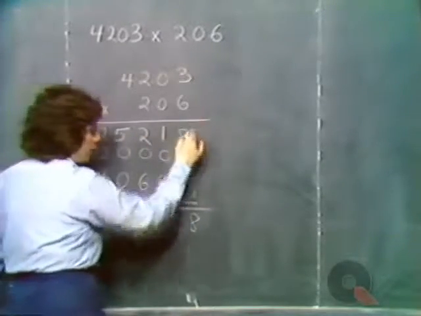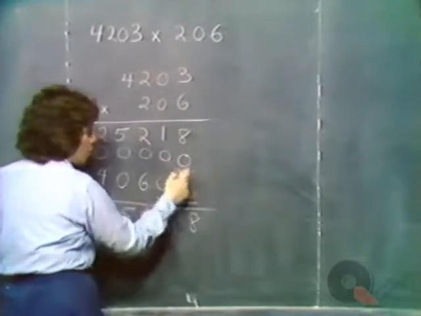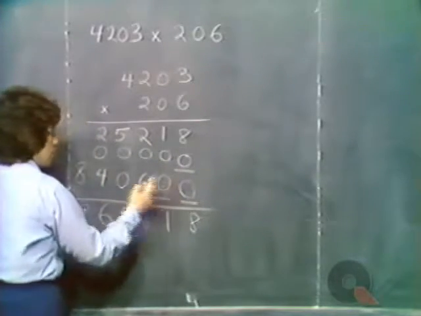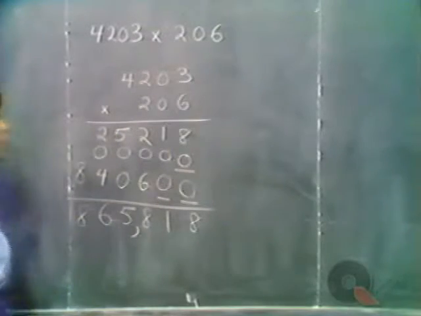Start the first one over on the right. For the second line, move over 1, put a 0 in. For the third line, move over 2, put 2 zeros, and then write the answer, and then add them up and keep your columns straight.